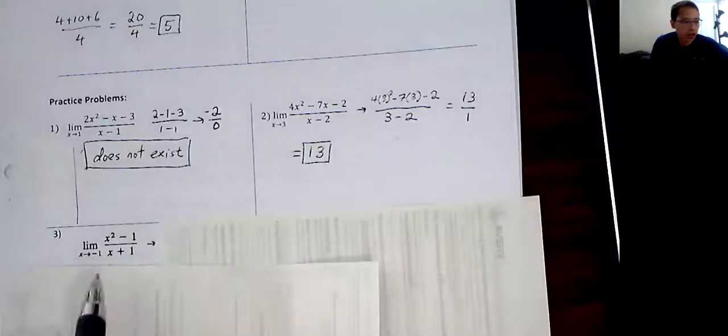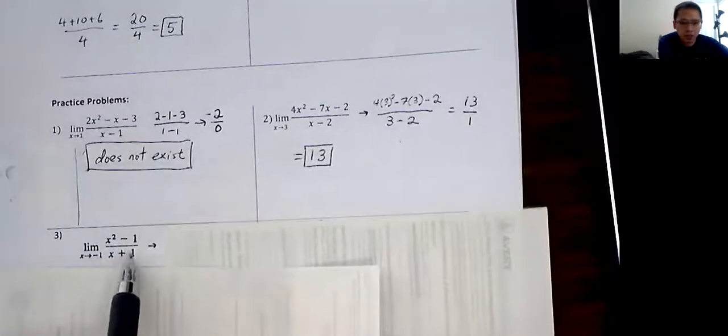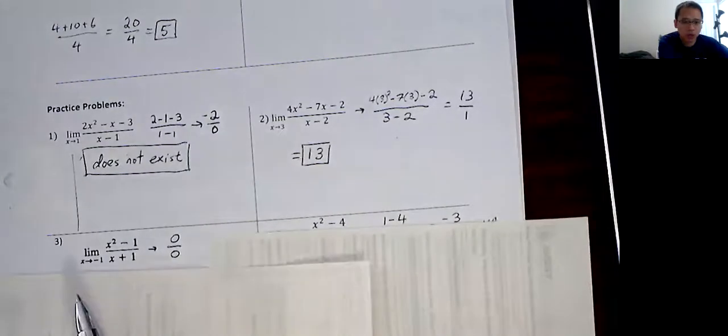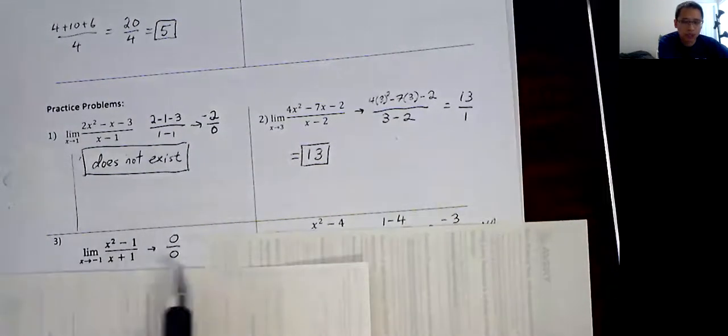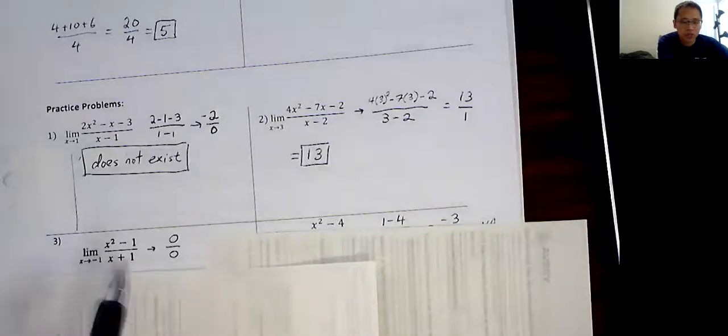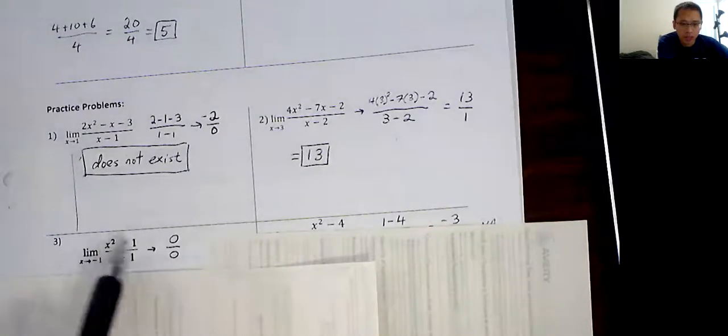All right. Number 3, limit as x approaches negative 1 of x squared minus 1 over x plus 1. So here we get negative 1 squared, which is 1, minus 1 is 0. 0 over 0. Okay, so now we know that there's a hole in the graph. The limit does exist, but we have to dig a little deeper to figure out where that hole is.